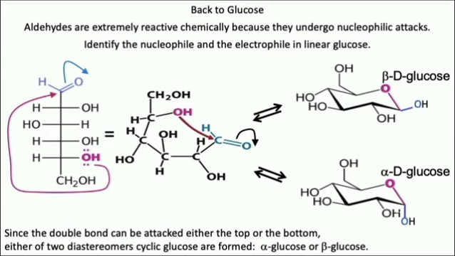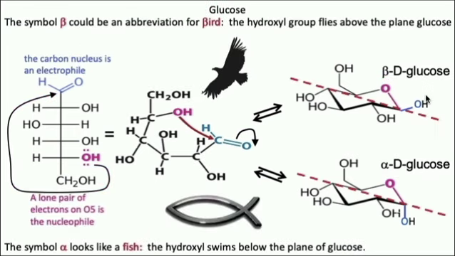And this is one case where I don't resort to pure logic or pure systematic nomenclature. Rather, I resort to a trick. I'm embarrassed, okay? But we have to do it. The simplest algorithm I know about is to say that alpha is like a fish, and it swims below the plane of the glucose, and beta is like a bird that flies above the plane.